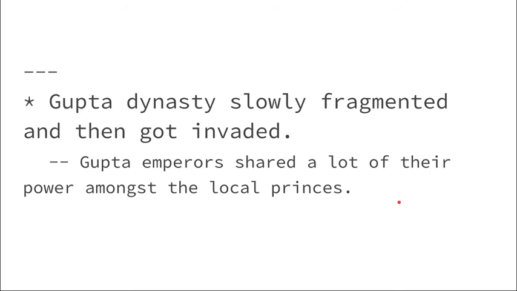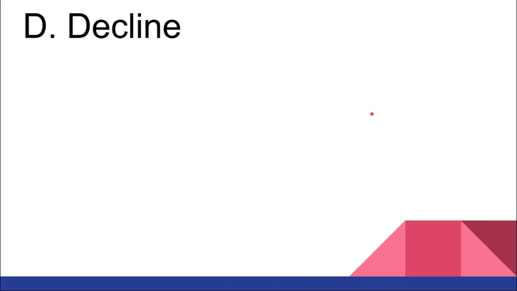So the Guptas, as you can imagine, if you're decentralized, over time those lords and princes and rulers that run the government for you eventually are going to say, I'm going to rule and be independent and not pay you taxes and not do anything for you. I'm going to be my own thing. So those local rulers and princes, slowly and surely, start rising up, and the Guptas will become fragmented. Their empire will be fragmented, and then they get invaded.